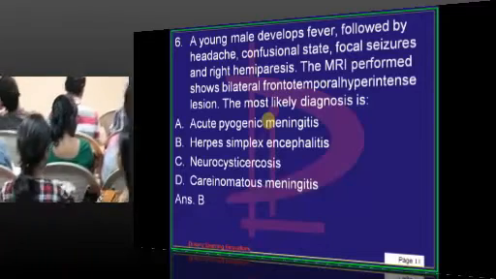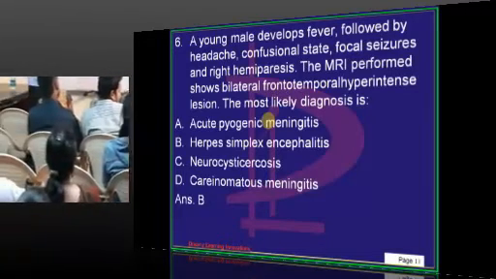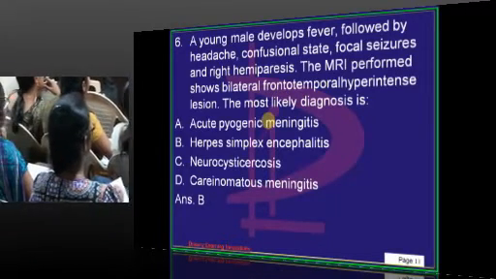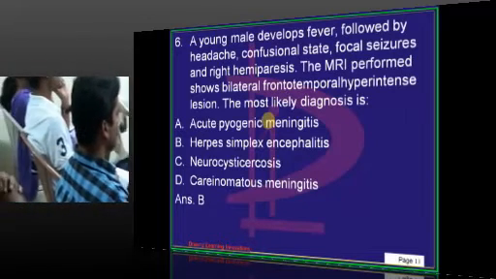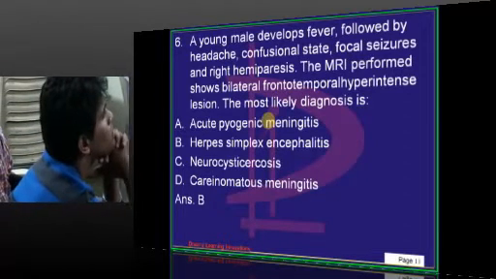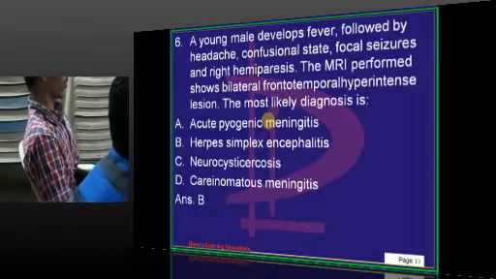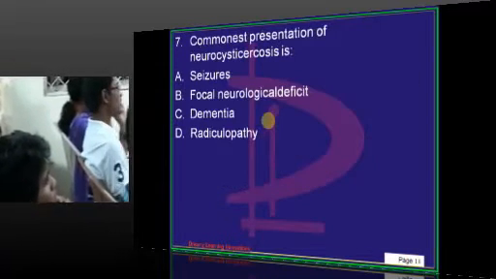Remember, any elderly woman who comes with altered sensorium, finding frontotemporal pathology is an important feature, which is a feature of HSV encephalitis, is what need to be remembered.